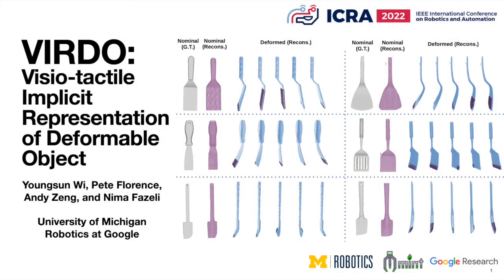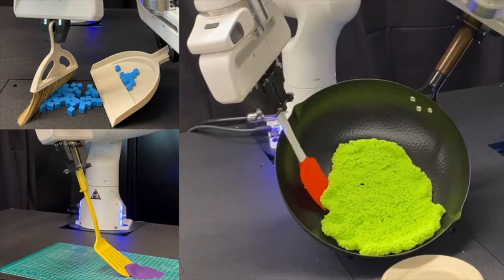We present VIRDO, a visio-tactile implicit representation of deformable objects. Deformable objects are prevalent in our day-to-day lives. However, they have received less attention than rigid bodies due to complexities in modeling, state estimation, and controls.